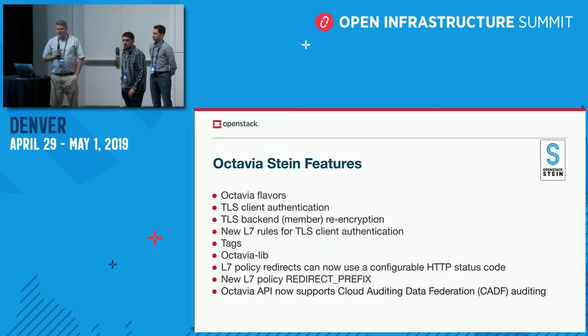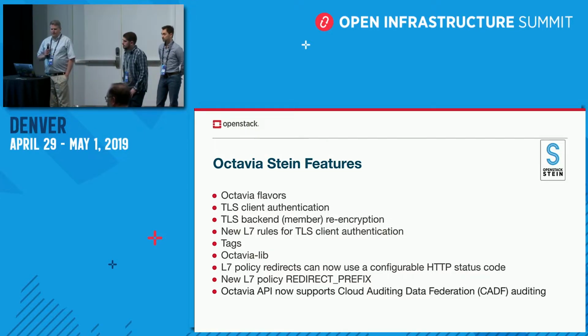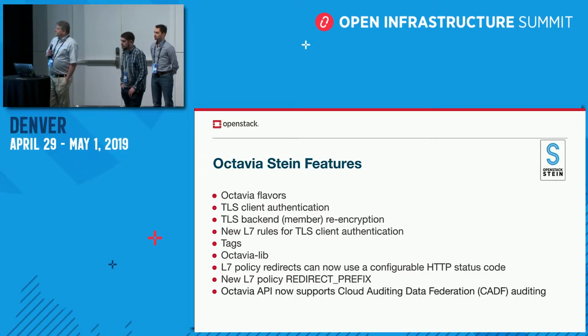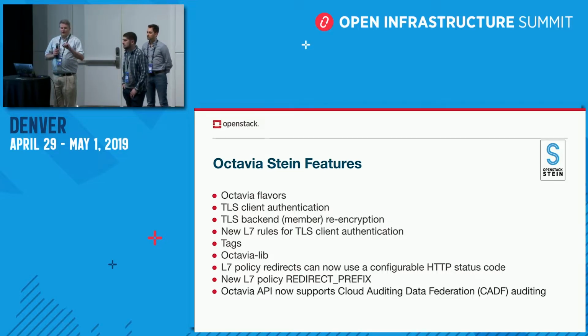So talking a little bit about what we accomplished in Stein. It was actually a pretty good release. We've got some pretty major features. Starting off at the top is Octavia Flavors. This is a framework that allows operators to define custom flavors that people can select when they're building a load balancer. And a custom flavor is basically a collection of configuration settings that are predefined for the users.